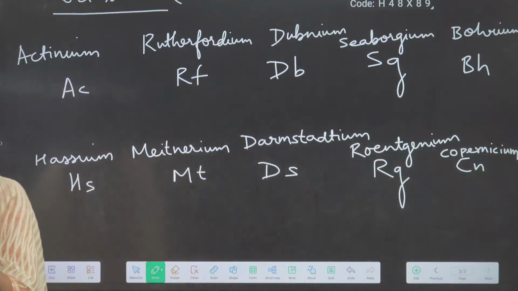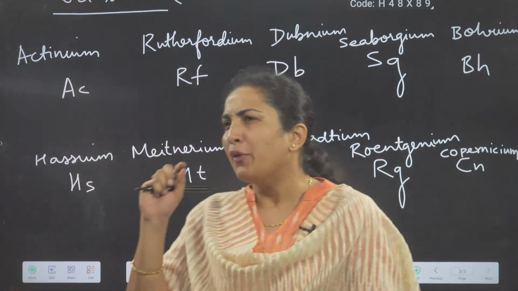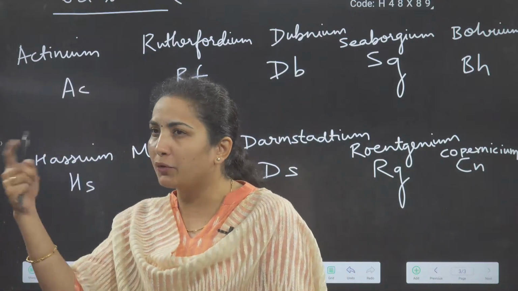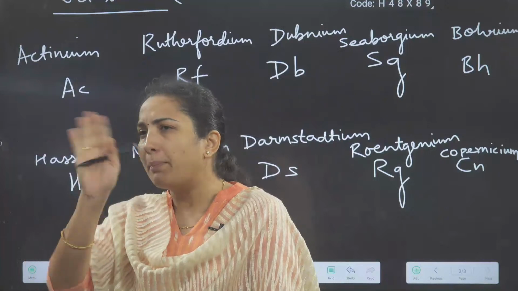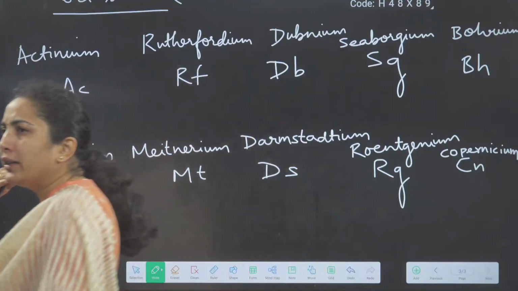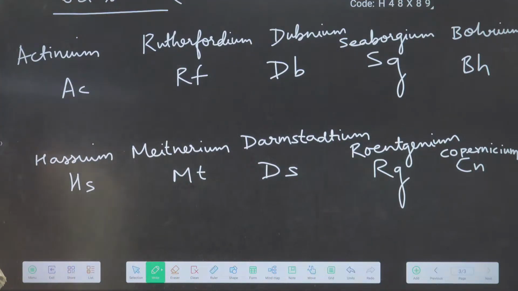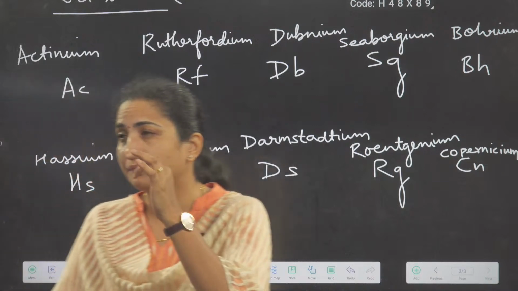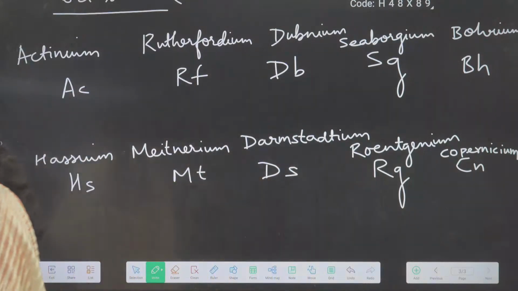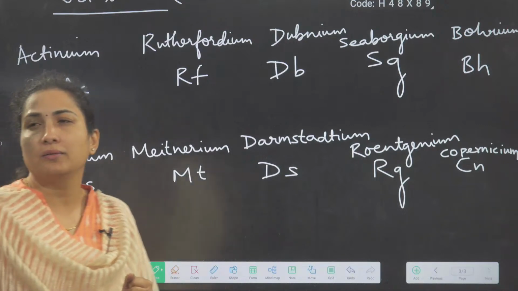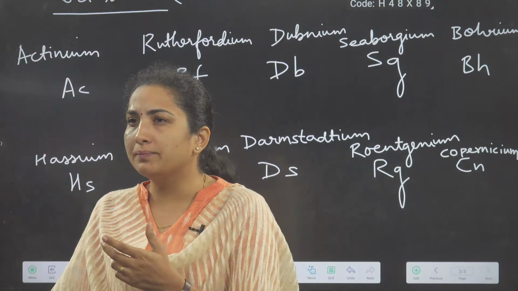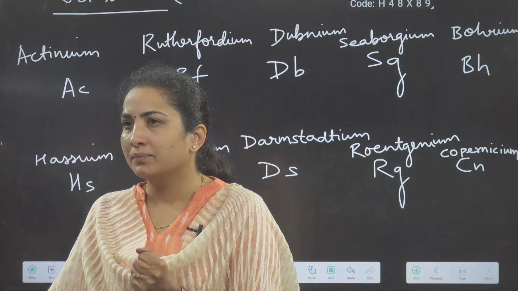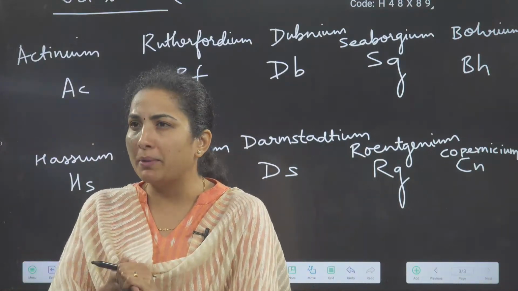Now, out of these elements, can you tell me which ones you are able to recognize as based upon the name of a scientist? Leave actinium. Apart from actinium, which elements are based upon certain scientists that you are able to identify? RF is based upon Rutherford. Can you tell me what Rutherford is famous for? You have studied the structure of the atom. It is the basis of that. The gold sheet experiment. It's very, very famous.